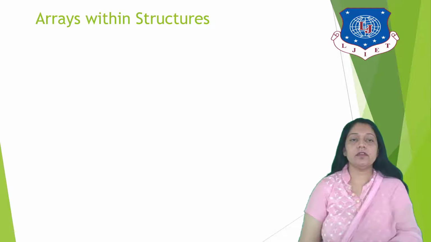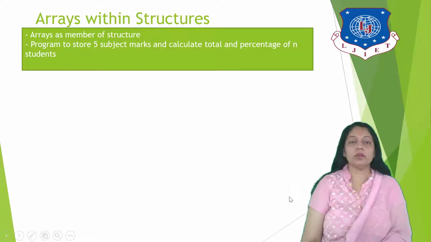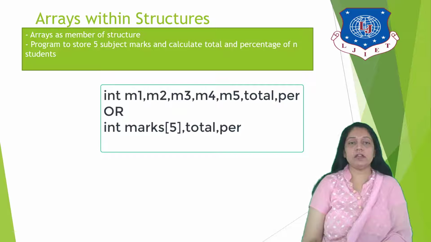Now what I want to do is store 5 subject marks and calculate the total and percentage of not one student but of n number of different students. For storing marks, I can have structure members M1, M2, M3, M4 and M5, meaning 5 different variables, and one for total and another for percentage. So there will be a total of 7 members in my structure.